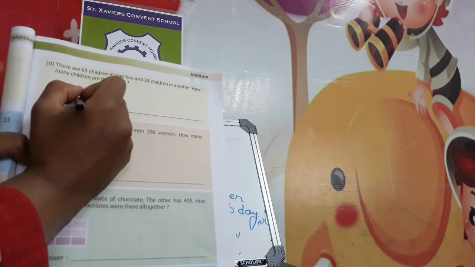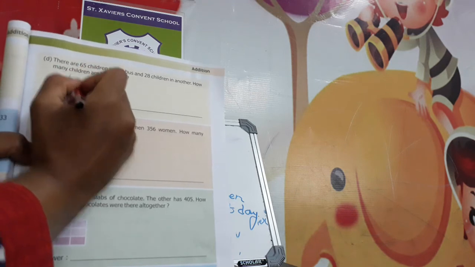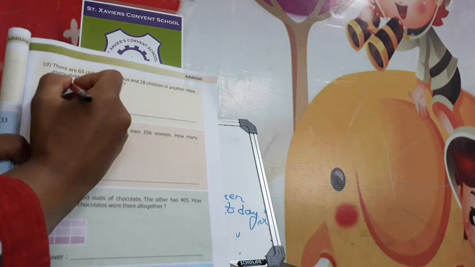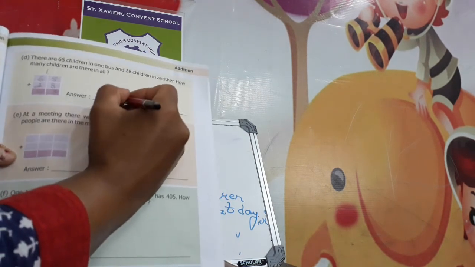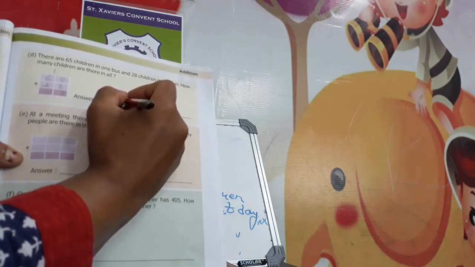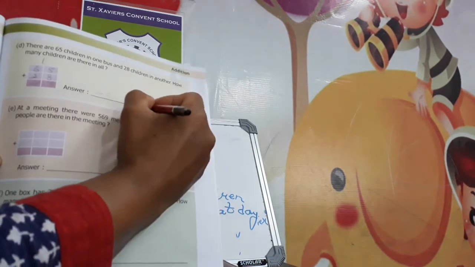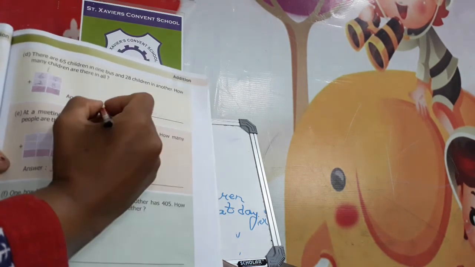5 plus 8. Add these ones numbers first. 8, 9, 10, 11, 12, 13. The answer is 13. We have to carry 1 in tens. 6 plus 1, 7, 8, 9, 93. 93 children are there in all.